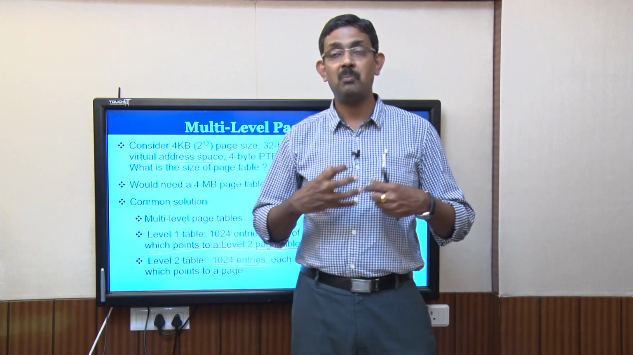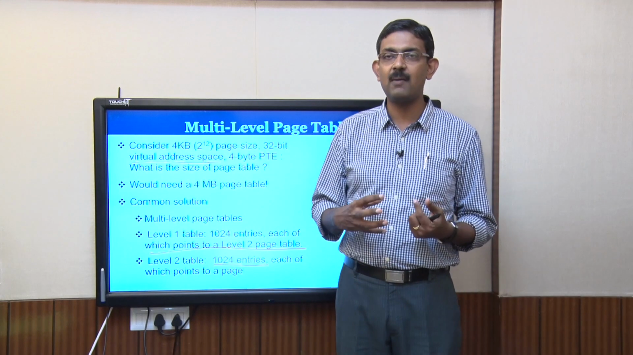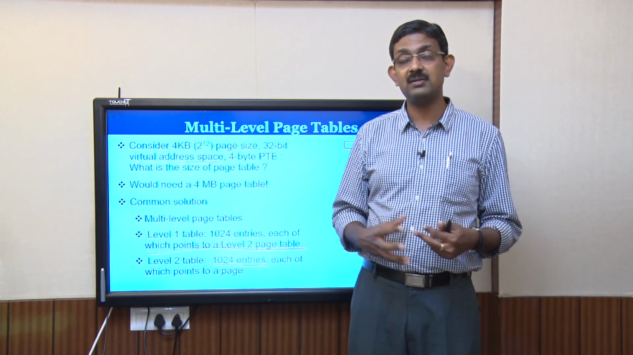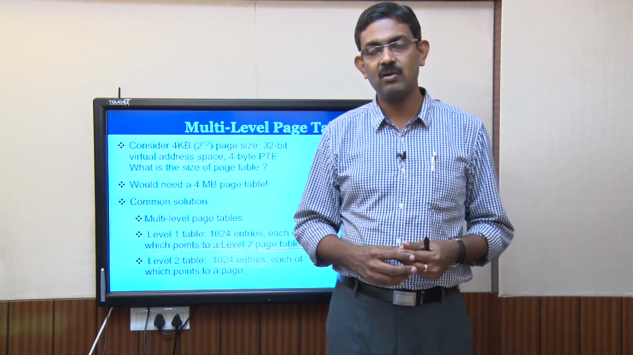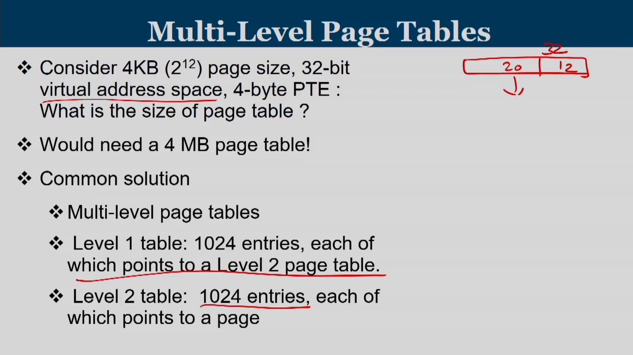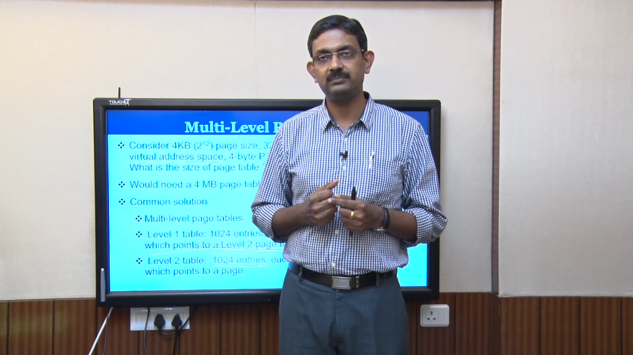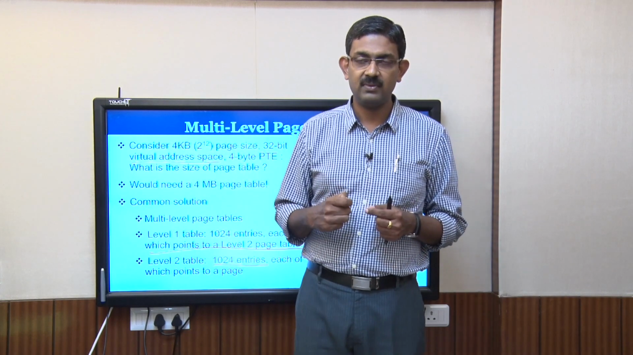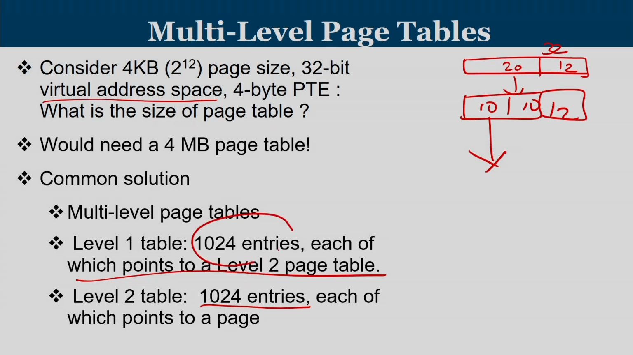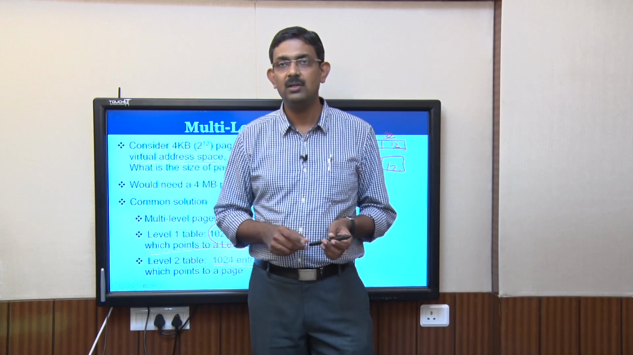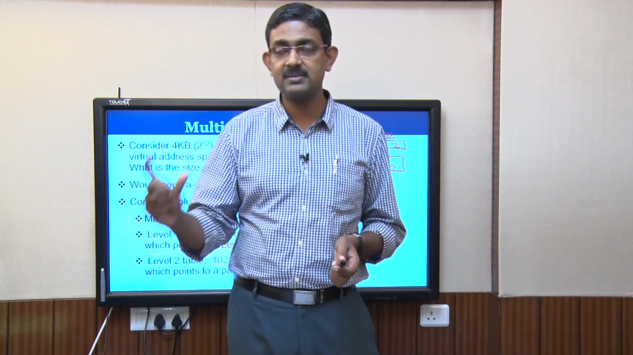Similarly, you have multiple such processes and all of them will have their own page tables. So storing page tables itself will incur a significant amount of overhead. The solution that is proposed is that this 20 I am going to break into 2 10s each. So it becomes 10, 10, 12. Using the first 10 bits, you go into one of the entries of a 1024-entry first level page table. Each of the entries in the first level 1024-entry page table will point to another table that has another 1024 entries.